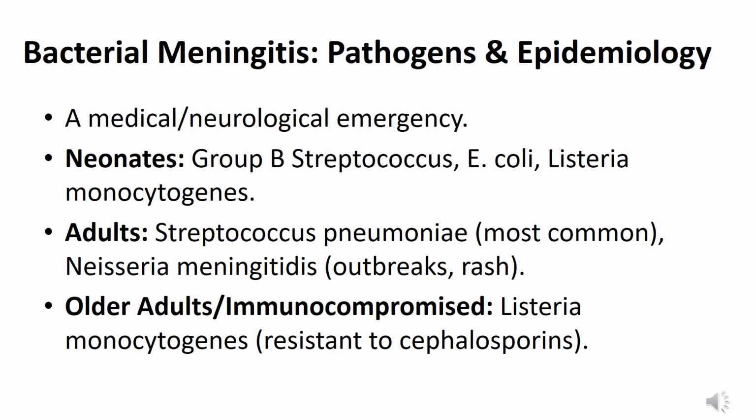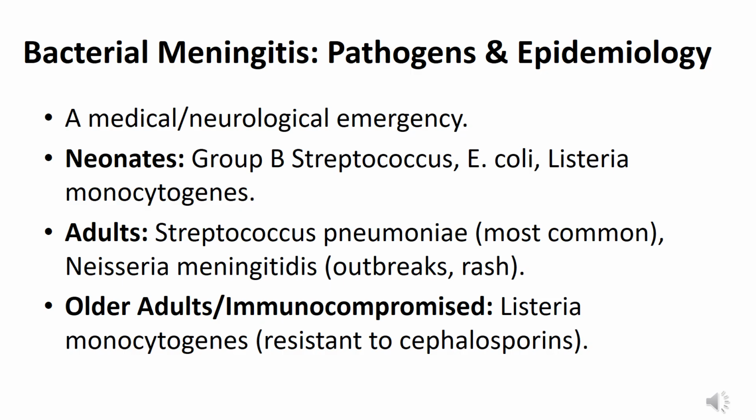Older adults and immunocompromised individuals present a unique challenge. In these populations, Listeria monocytogenes re-emerges as a major pathogen. Conditions that weaken cell-mediated immunity increase susceptibility to this infection. An important clinical pearl is that Listeria is inherently resistant to cephalosporins, antibiotics commonly used in empirical meningitis regimens. This means additional antimicrobial coverage is required whenever Listeria risk factors are present.